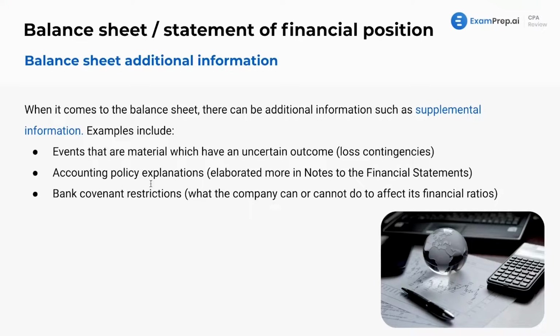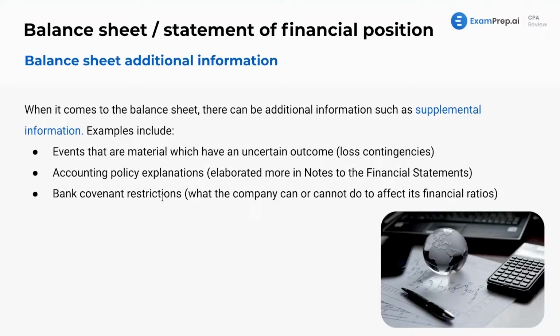What about accounting policy explanations? This, like I say here, is going to be elaborated more in the notes of the financial statement section. This is going to be, how do we value our inventory? Do we use LIFO and FIFO or weighted average? How do we value our investments? Just different policies, because every company's different, right? Maybe one company's going to consider gold as a cash equivalent, but another company will not. That is going to be elaborated on there.